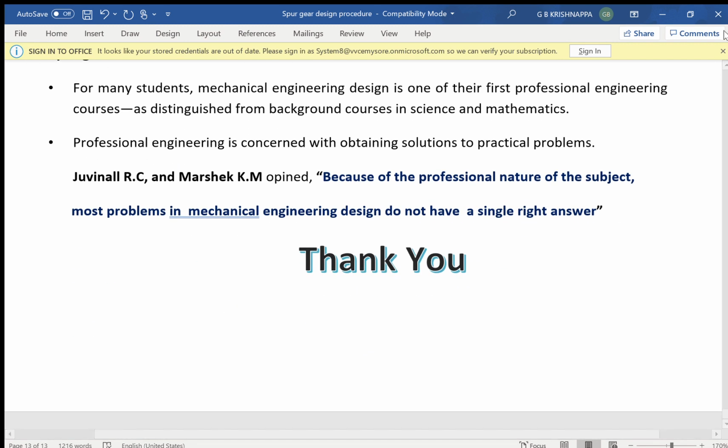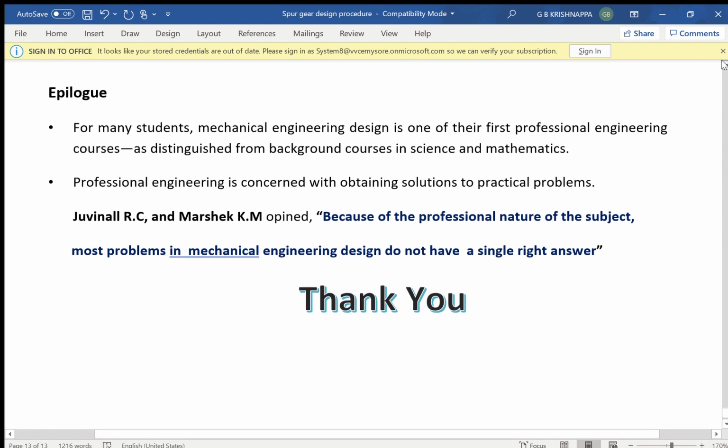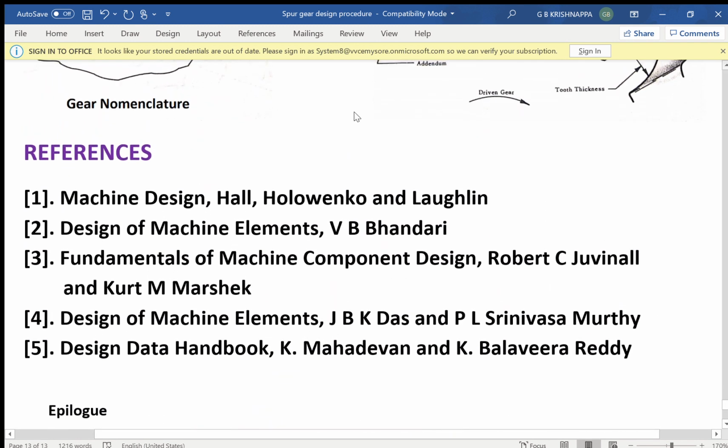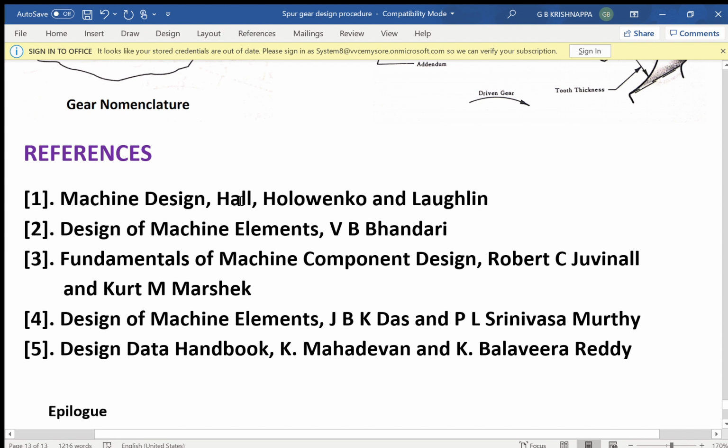References. Machine Design by Hall, Holowenko and Laughlin. Schaum's Outline Series. Design of Machine Elements by V.B. Bhandari. Fundamentals of Machine Component Design by Robert C. Juvinall and Kurt M. Marshek. Design of Machine Elements by J.B.K. Das and P.L. Srinivasamurthy. And finally, Design Data Handbook by K. Mahadevan and K. Balaveera Reddy.